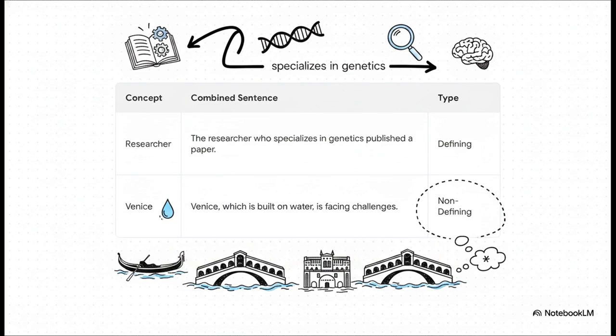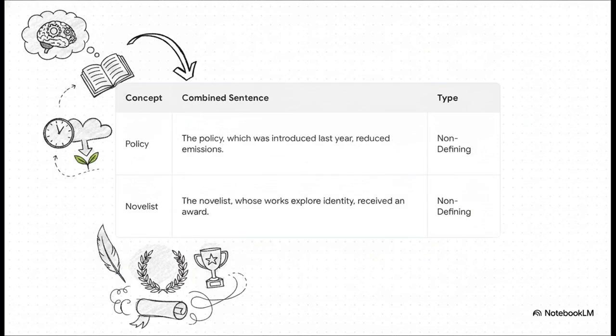But looking at the other example, the generic word researcher absolutely needs a defining clause to be identified. We need to know which researcher published the paper. It's the one who specializes in quantum genetics. So, 0 commas. Again, observe the really powerful usage of which and whose surrounded by commas to inject context seamlessly.